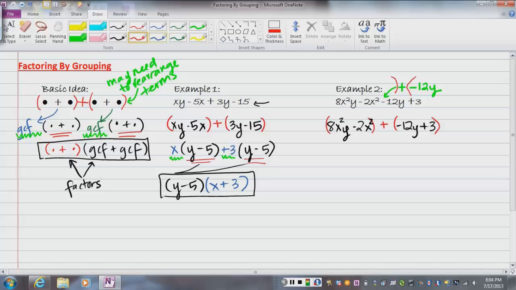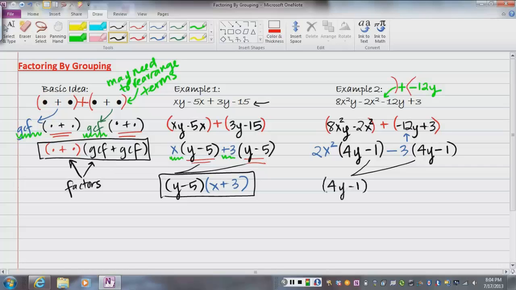We're going to pull out our GCFs. Here, the 8 and the 2, I can pull a 2 out. I can also pull out an x squared. When I do that, I am left with 4y minus 1. I'm going to pull out my GCF from the second pair. This is a negative, so I need to actually pull out a negative. This is going to be minus 3, and that's going to leave me with 4y minus 1. So one of my factors is going to be this 4y minus 1.